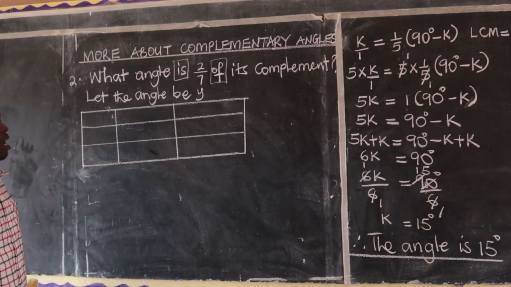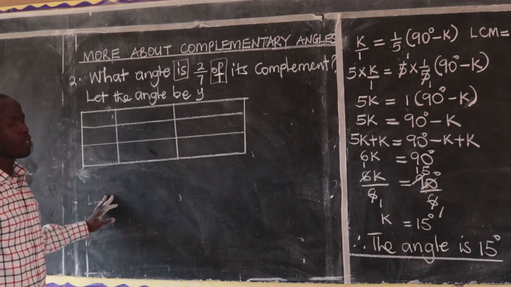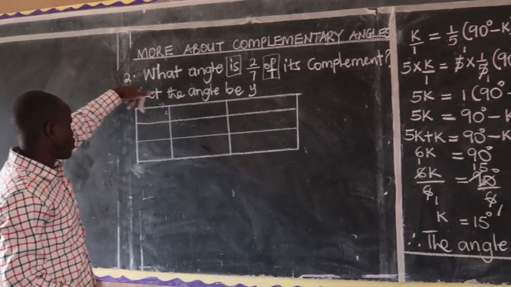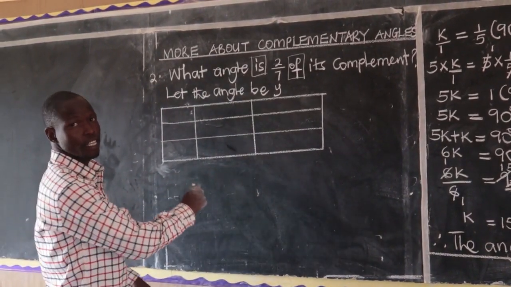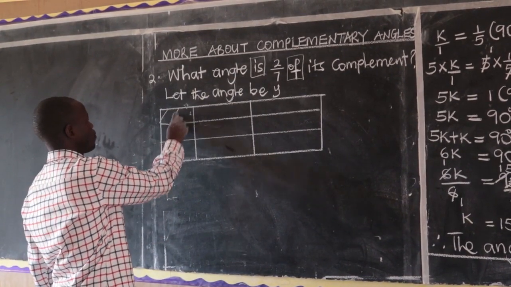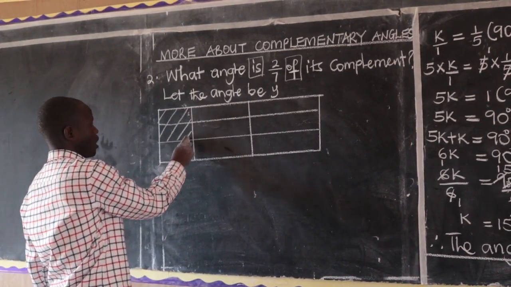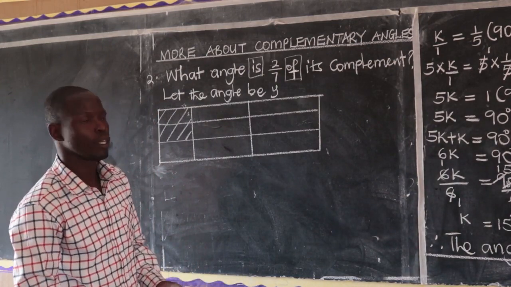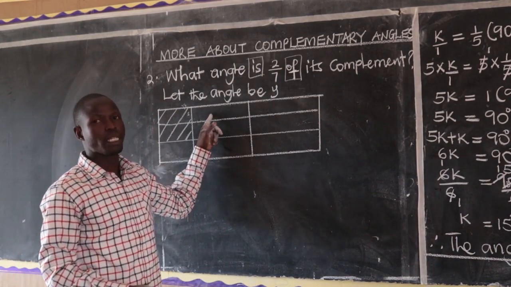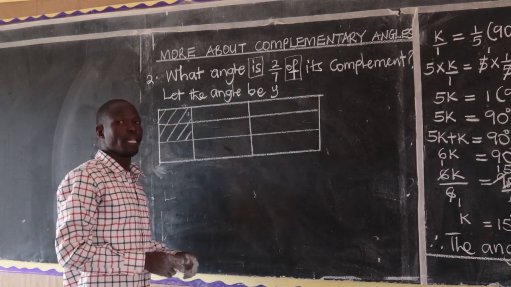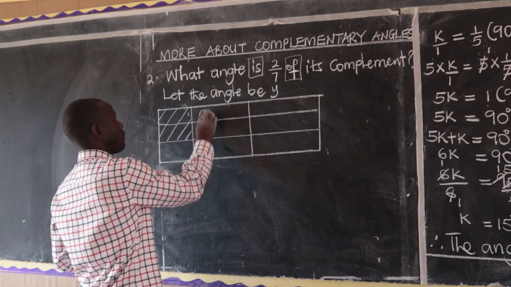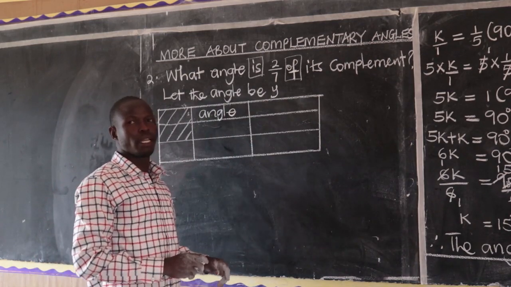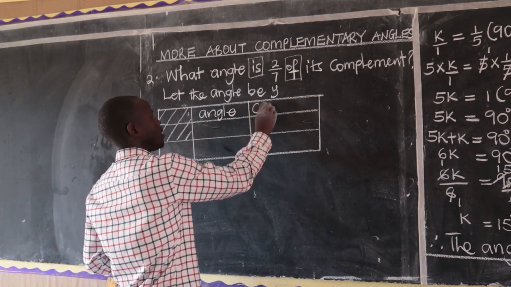Our table must have 3 columns and 3 rows. In the first column, the first 2 parts, we shade them off. And that shading is a representation that we don't write anything in them. And then here, what do we write here? We shall write the word angle. Here we shall have the word complement.